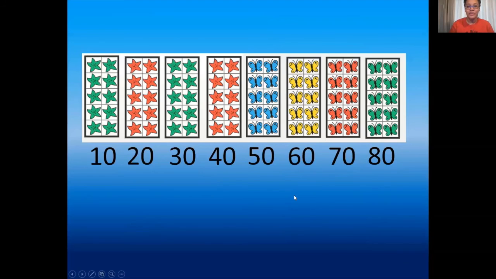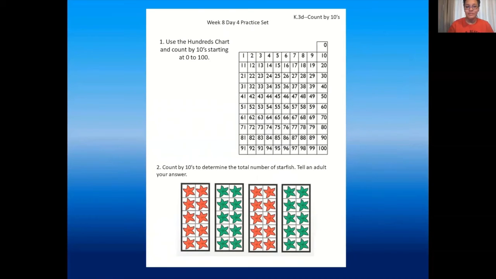Okay, so here is your practice set. Now, I didn't say you needed any materials because today our goal was to count. So you don't have anything that you need to write today. You're just going to count. So the first thing you're going to do is you're going to use your hundreds chart and count by tens, starting at 0, then go to count to 100. We did that in our lesson today. So where's the 0? All right, the 0's right here. So you're starting at 0 and you're going to count to 100.